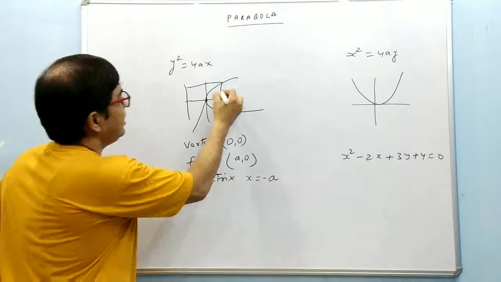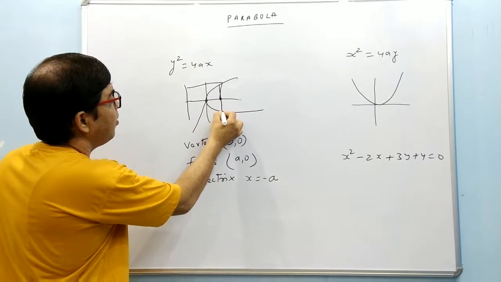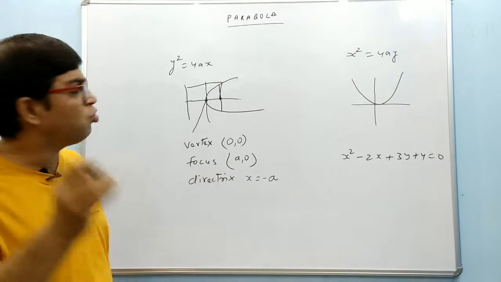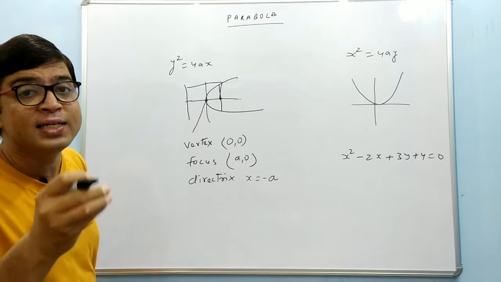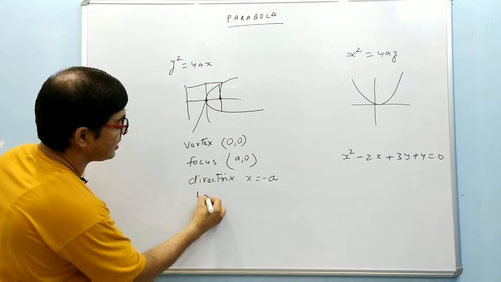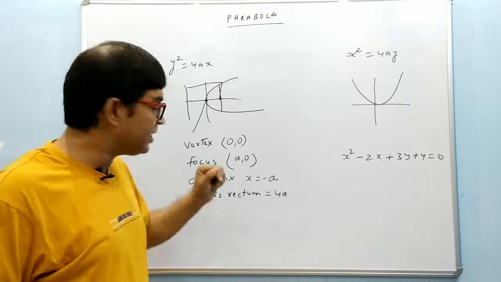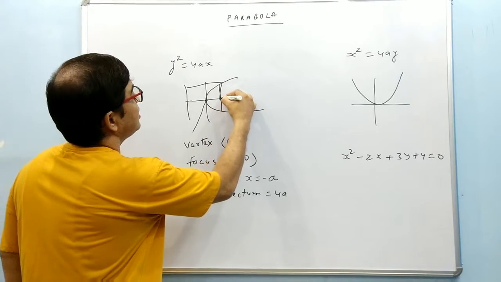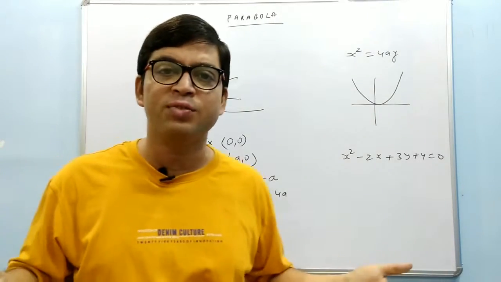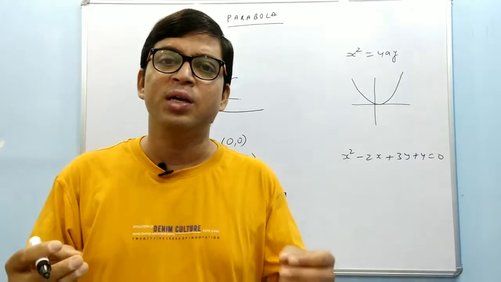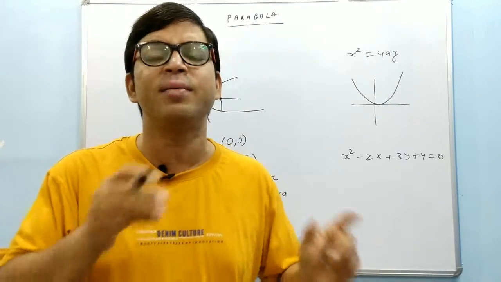Now see here, this is focus and a line segment perpendicular to the axis passing through focus is known as latus rectum. Latus rectum, and length of latus rectum here is 4a. Focus you got, directrix you got, latus rectum you got. This is focal chord. Any chord passing through focus is focal chord. What is focal distance? Distance of any point from focus is focal distance. These are very simple terms.